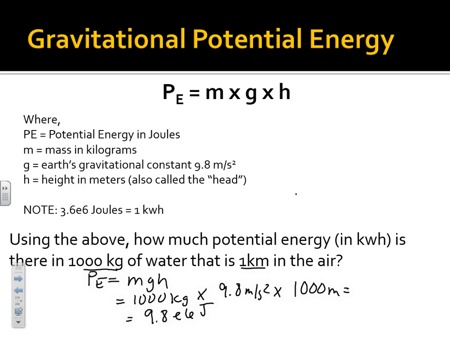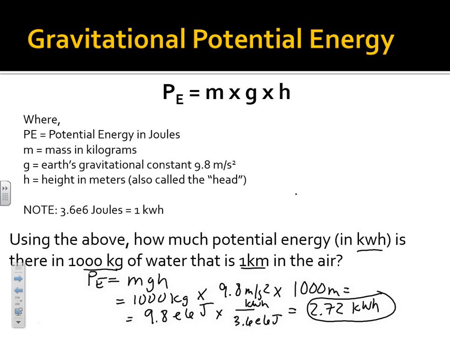So now, remember, pay attention here, we need to go to kilowatt hours. So we can start our conversion factor. There are 3.6 times 10 to the 6th joules in a kilowatt hour. And all that results in about 2.72 kilowatt hours. Okay, so this is our potential energy of just 1,000 kilograms of water.